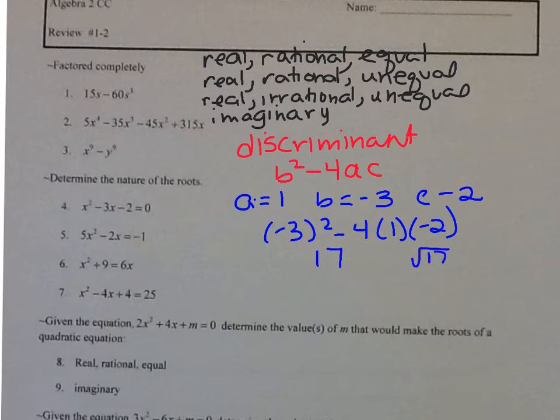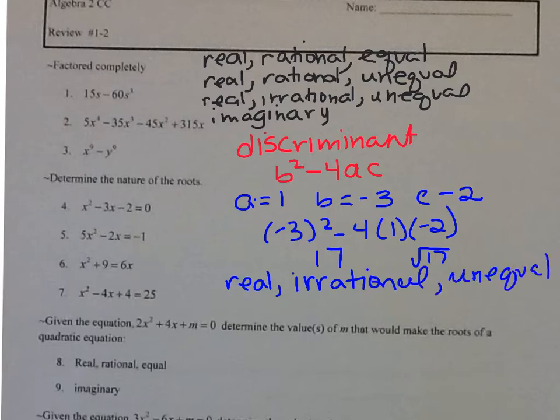So now you want to think about it. You have the square root of 17. Are they real? Yes. The only time they're not real is if it's imaginary. And you should remember, when we get imaginary, you have to have that negative under the square root. The square root of 17, is that rational or irrational? Can you take the square root of 17? No. So therefore, it's irrational. And it's going to be unequal. Irrational is always going to be unequal.